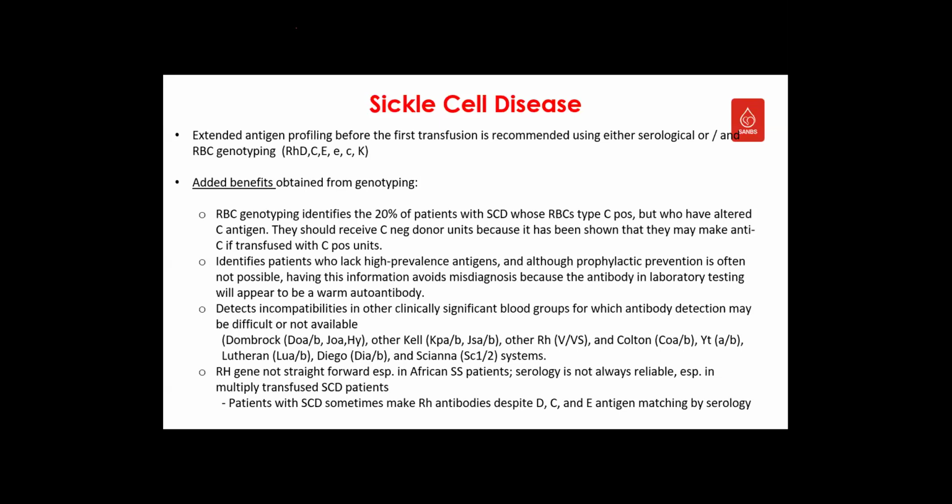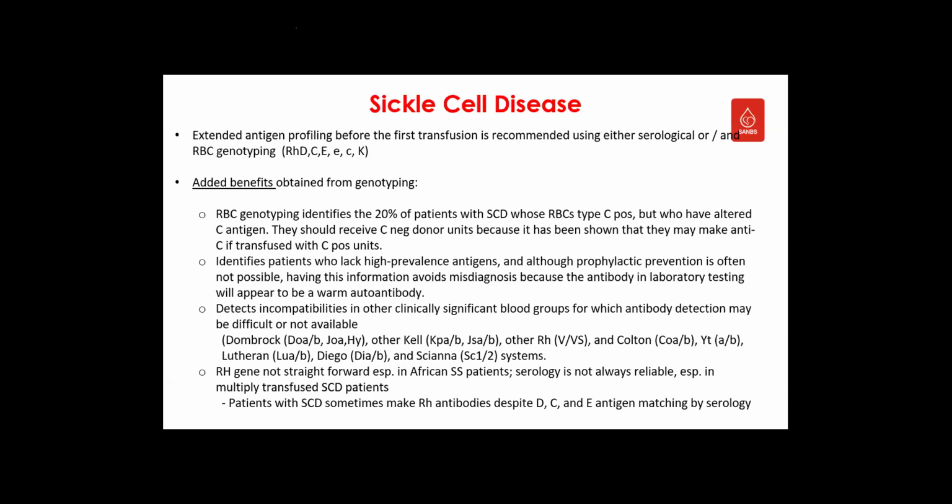So patients with sickle cell disease sometimes make rhesus antibodies despite D, C and E antigen matching by serology. So probably the best you can do for your sickle cell disease or trait patient is definitely to invest in genotyping profiling. The other benefit of genotyping is to use rhesus immunoglobulin more effectively and more cost effectively.